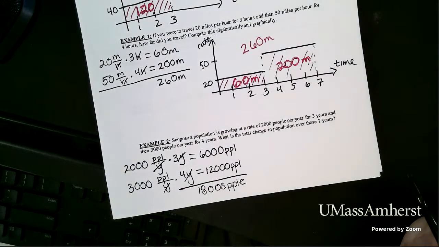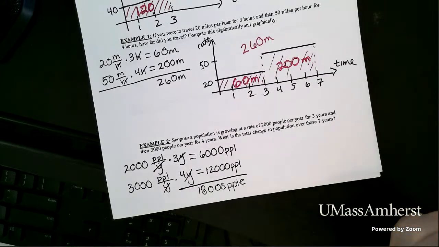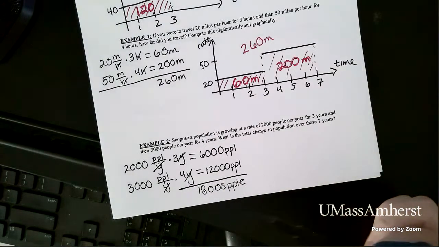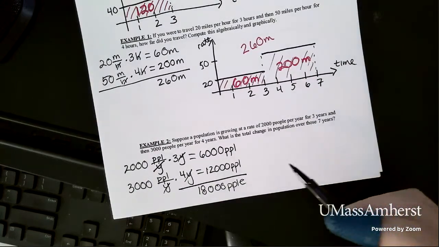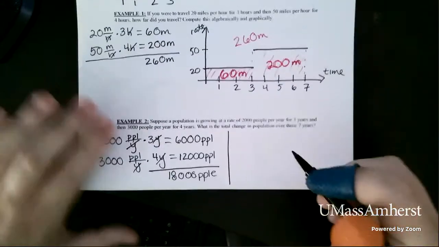Now, a really important distinction is that my population is not 18,000. My population changed by 18,000. I don't know what my population is because I don't know how much I started with. All I know is that it has gone up by 18,000 people. So when we do this type of calculation, we are talking about how much the original function changes over that time.